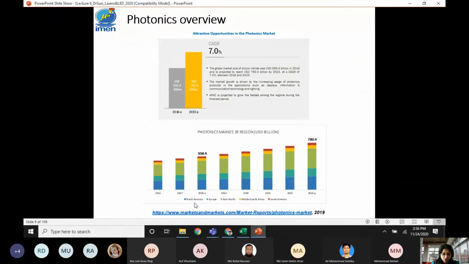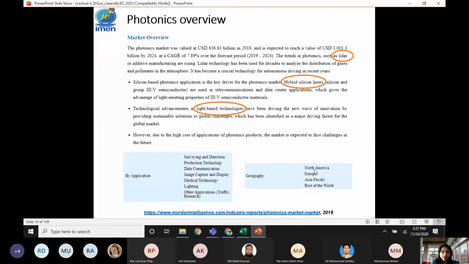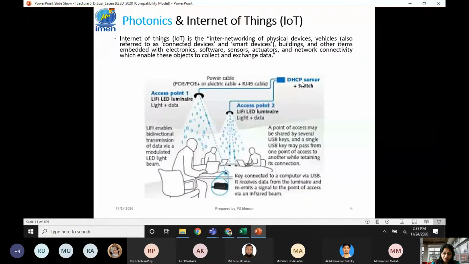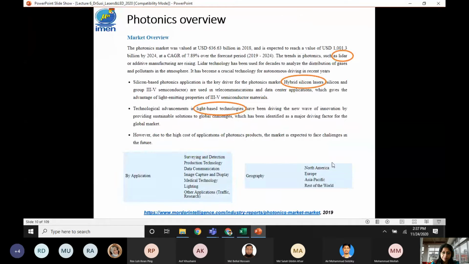Okay, there are other regions, North America, Europe, and so forth, but the largest chunk comes from Asia Pacific, the green one. And in terms of photonics overview, the trends in photonics such as LiDAR, which is something that I'll cover today, and also additive manufacturing, this is covered by Dr. Abang in another lecture. And you can see silicon-based photonics applications, for example, hybrid silicon lasers. I think this one was covered by Dr. Dila in the previous lecture.